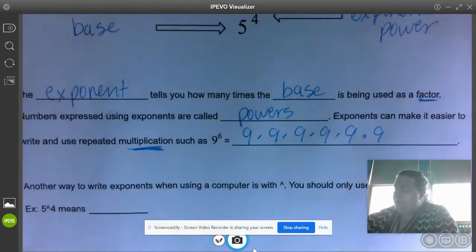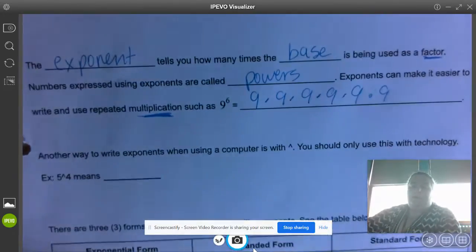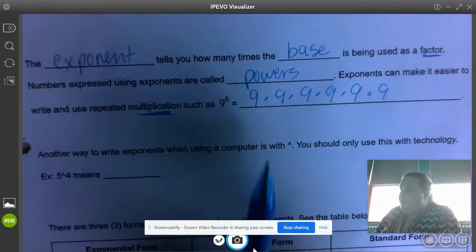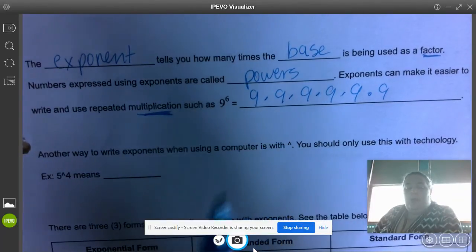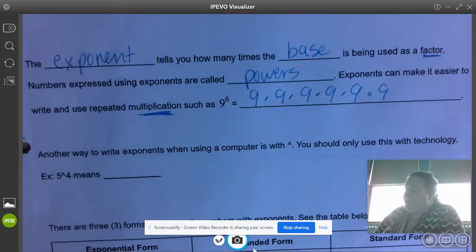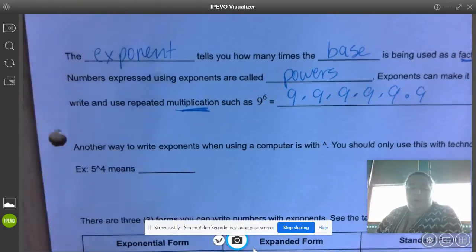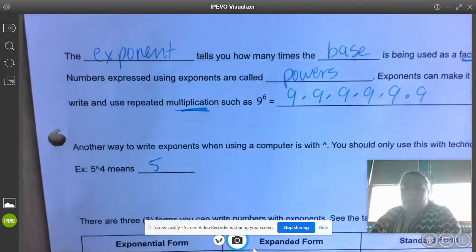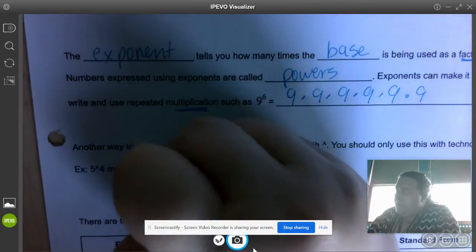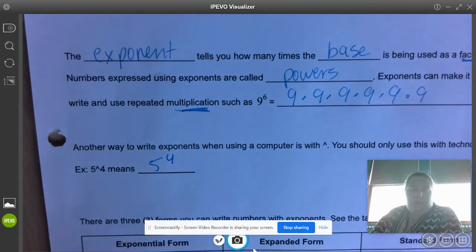Okay. Now, if you're working with technology, sometimes you might have to use this little caret symbol. If you look at your keyboard, it's on the number 6. So if you had 5 caret 4, that would just mean 5 is your base. That first number is your base, and to the power of, or exponent, 4.